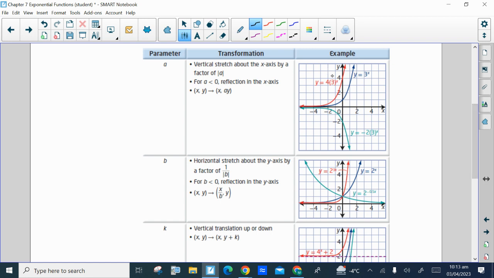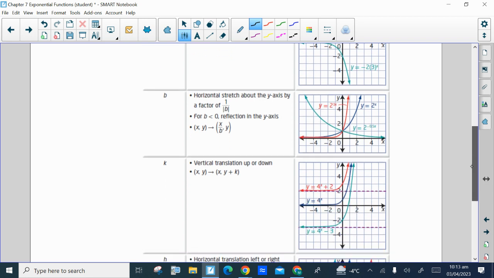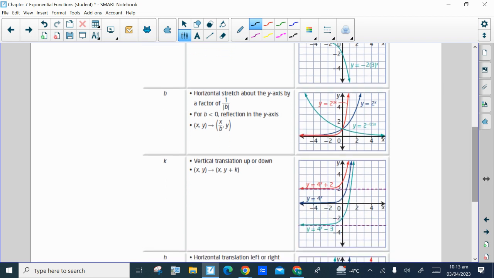So you can see two examples there. One where a is 4, so it's vertically stretched by a factor of 4 compared to 3 to the x. The second one where a is negative 2, that'll vertically stretch by 2 and reflect over the x-axis. The b value causes a horizontal stretch. Remember, the stretch is about the y-axis, and the stretch factor is 1 over the absolute value of b. And when b is less than 0, the graph would reflect about the y-axis.